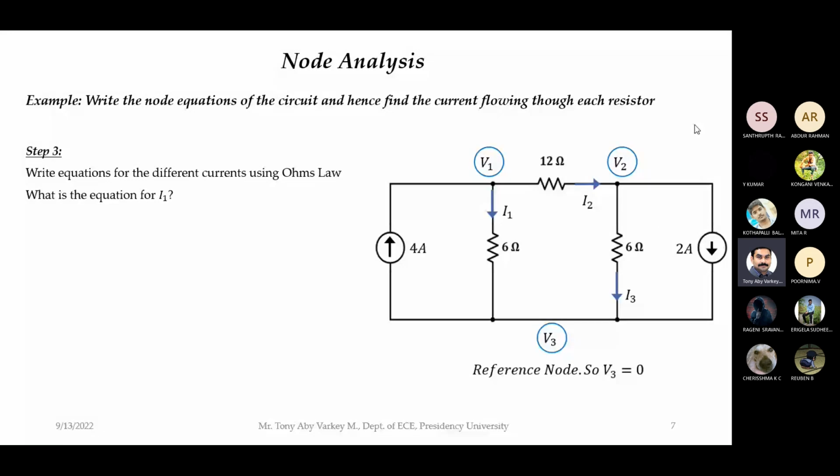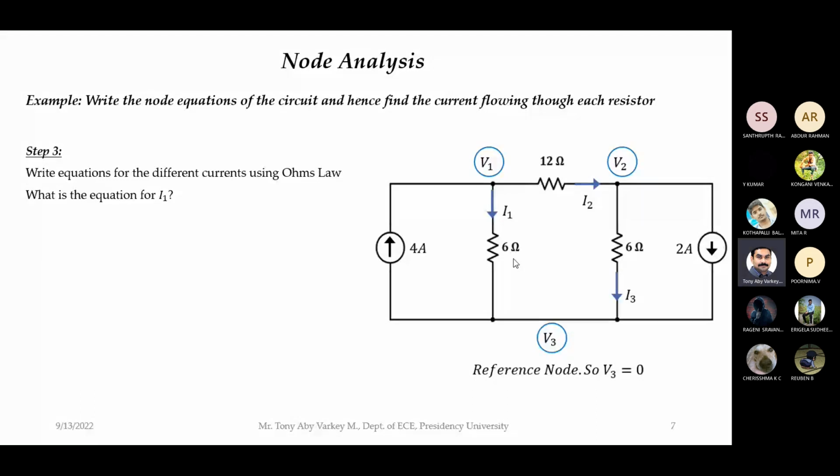I1 means current flowing through this 6 ohm resistor. Now current flowing through any resistor can be found using Ohm's law. What is Ohm's law? V equal to IR. Correct. Voltage across the resistor is equal to current into the resistor. So from that expression, what is the equation for I? V equal to IR means I equal to what? V by R, which means that current flowing through a resistor is equal to voltage across the resistor divided by the resistance.